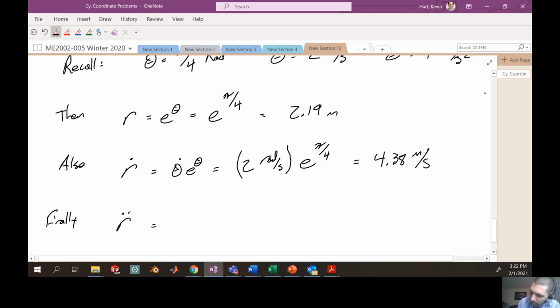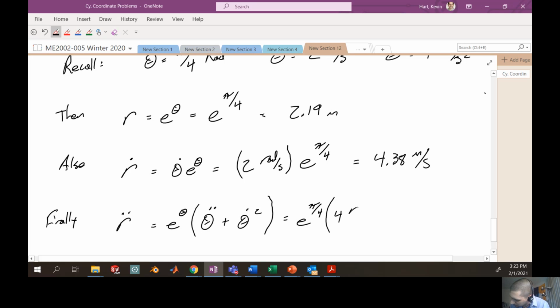Finally, our more complicated equation that uses r double dot, remember, was something like e^θ times (θ double dot plus θ dot squared). Here, this is e^(π/4) times θ double dot, which I was given at the very beginning of the problem, 4 radians per second squared, plus my angular velocity given was 2 radians per second, squared.